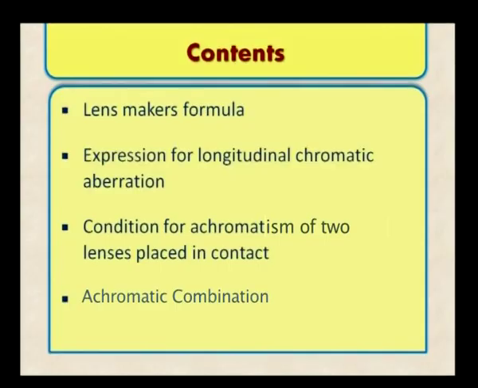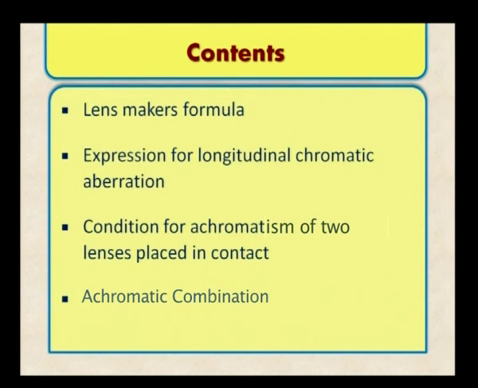As I told you in the previous lecture, if you have a convex lens and if white light is made to be incident, then it will lead to a colored image, and the contents of this lecture, that is lecture number 8, are lens maker's formula, expression for longitudinal chromatic aberration, condition for achromatism of 2 lenses placed in contact, achromatic combination.